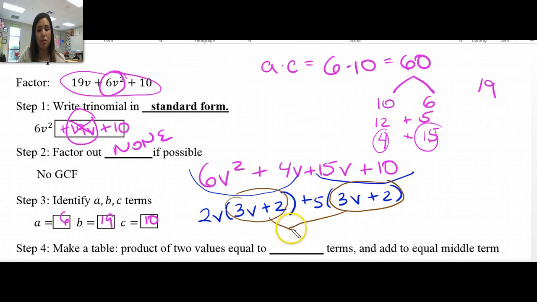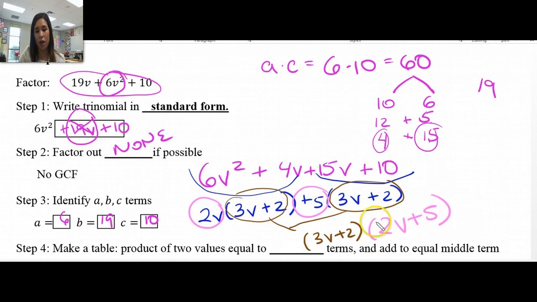Let's take out this 3v plus 2, so we're left with 3v plus 2, and what's left over? Well, we're left with 2v and a plus 5, so we have 2v plus 5, and this is my final answer.